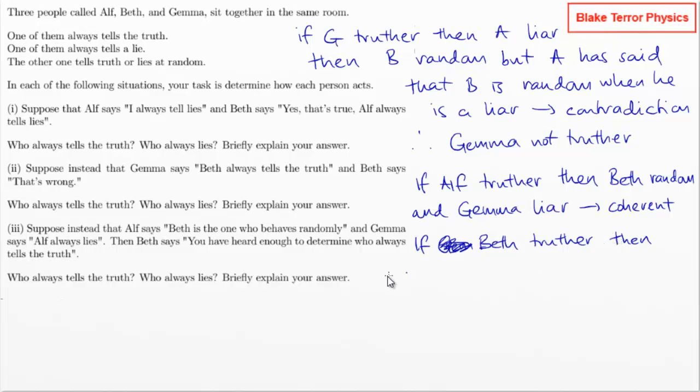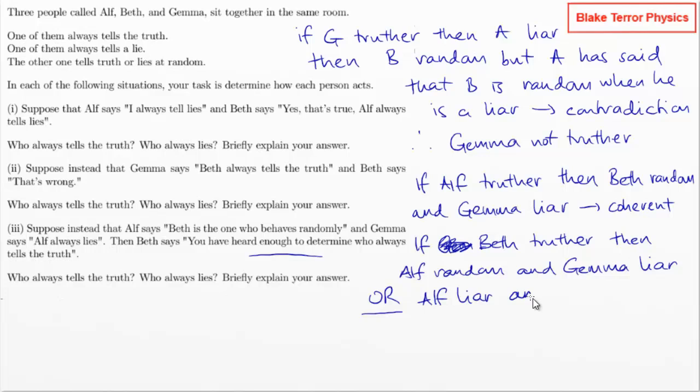We could have Alf is at random and Gemma is the liar. Or, this is the first time we've had an or, and this is going to be getting at Beth's statement, I think. Or we could have that Alf is the liar and Gemma is at random. We could have either of those. Right, so that's got two options for Beth being a truther.